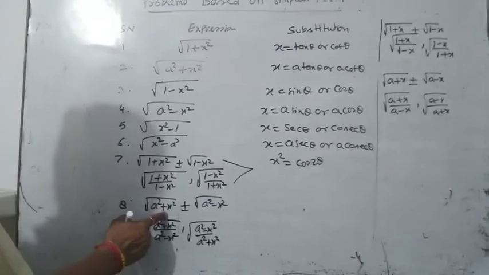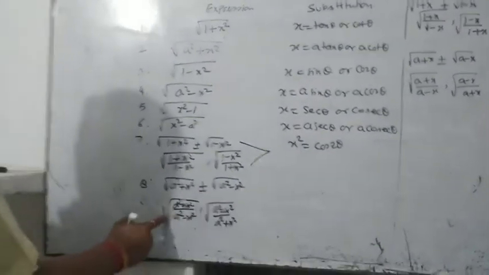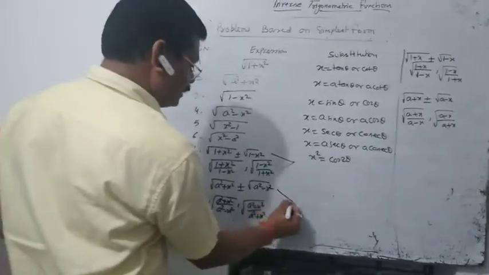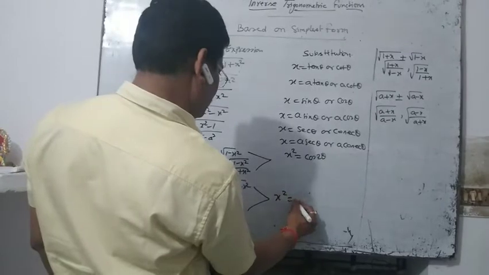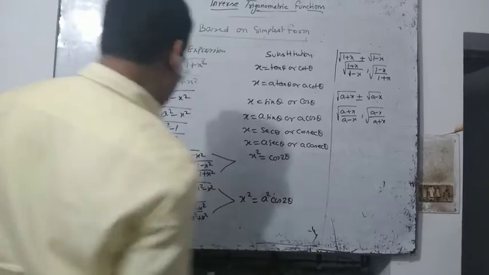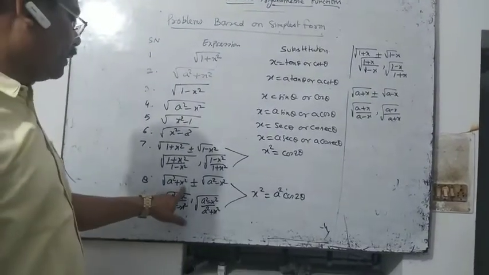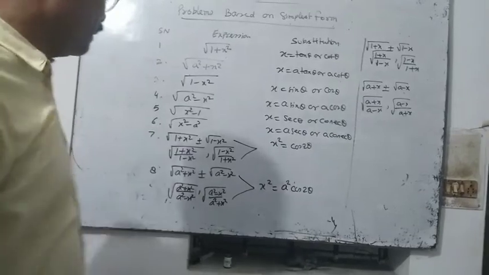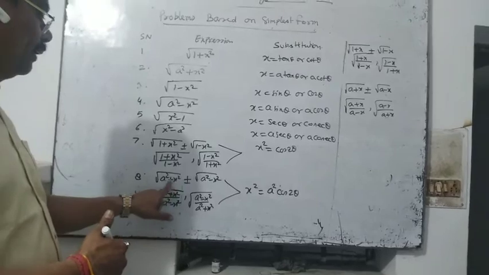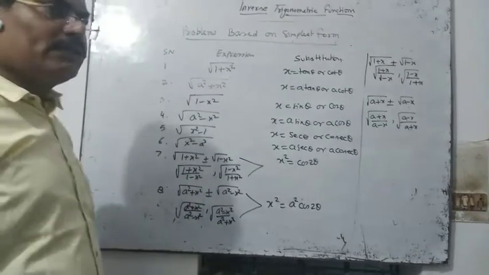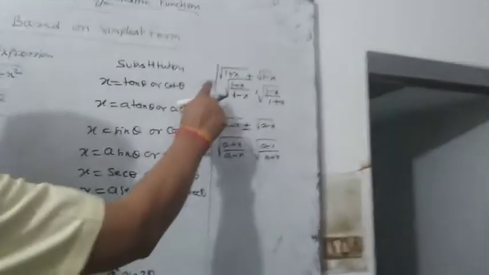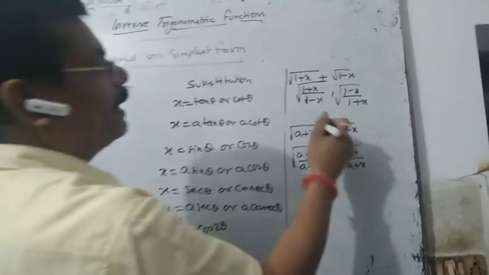Similarly, for root of a square plus x square plus or minus root of a square minus x square, or a square plus x square upon a square minus x square, or a square minus x square upon a square plus x square, again put x square equal to a square cos 2 theta. In place of x square, you can write a square cos 2 theta. Then a square plus a square cos 2 theta, taking a square common, gives 1 plus cos 2 theta, which is written as 2 cos square theta.